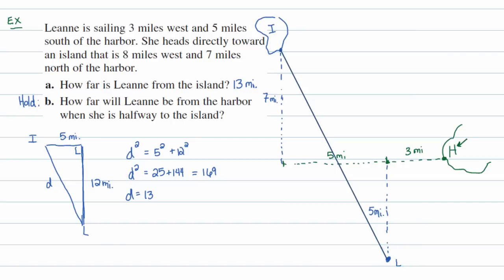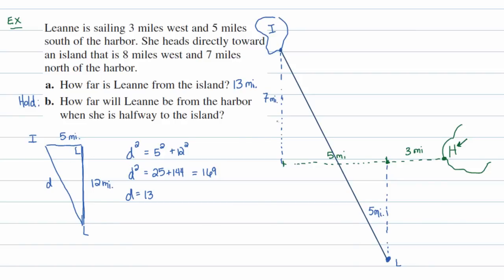Okay. And then from where the harbor is, there is an island that's 8 miles west, so 3 plus another 5 miles west, and 7 miles north. So here's an island out here. And so the first thing we wanted to do was find how far this person, Leanne, was from the island. So what I did is I created a right triangle here and used the distance formula to find that distance. So that was part A.